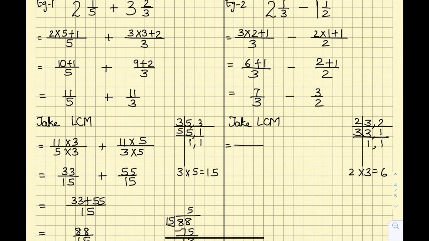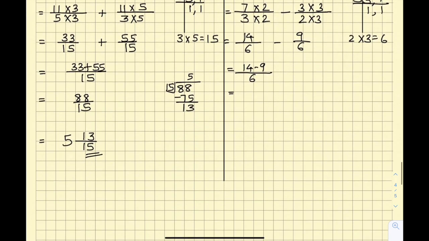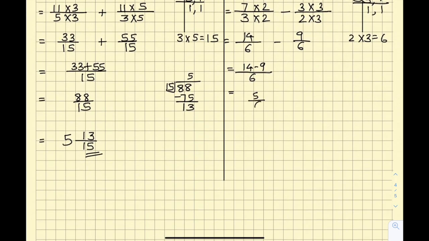So now 7 over 3 minus 3 over 2. 3 multiplied by 2 gives 6, so 7 also multiplied by 2, they both are siblings. 2 multiplied by 3 gives 6, 3 also multiplied by 3. 7 twos are 14, minus 3 threes are 9, over 6. 6 as it is, denominators are the same, we subtract the numerators. 14 minus 9 gives us 5 over 6.